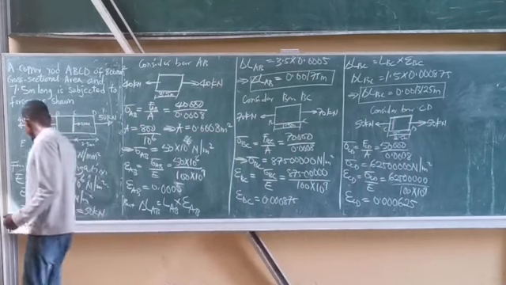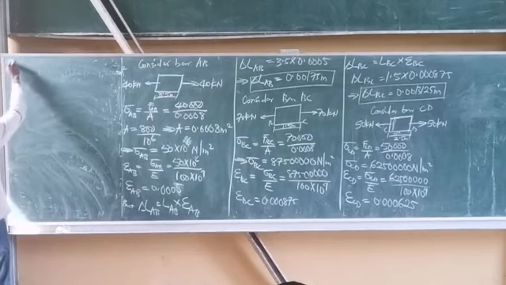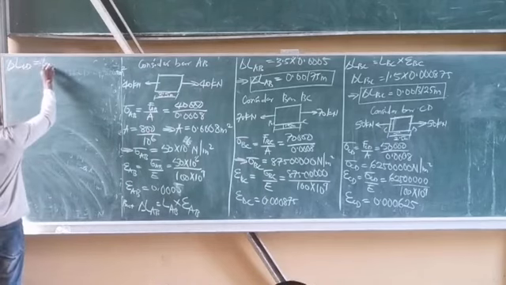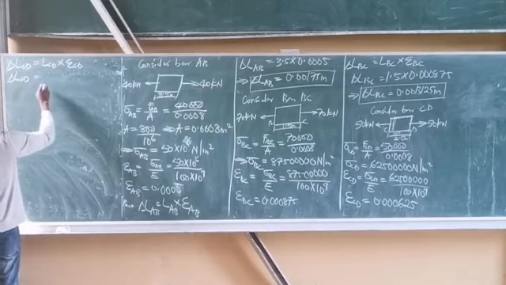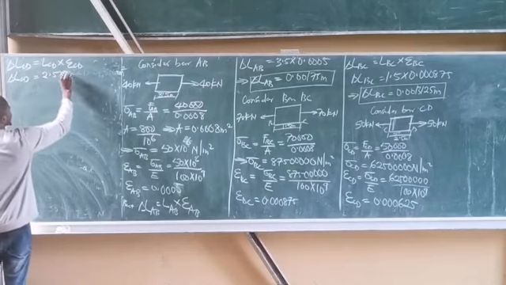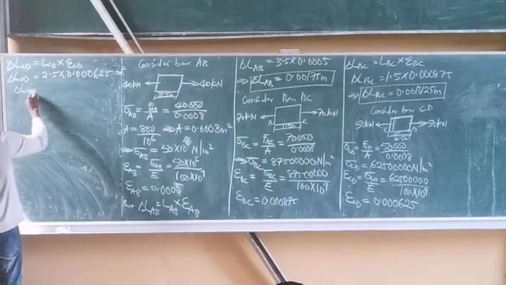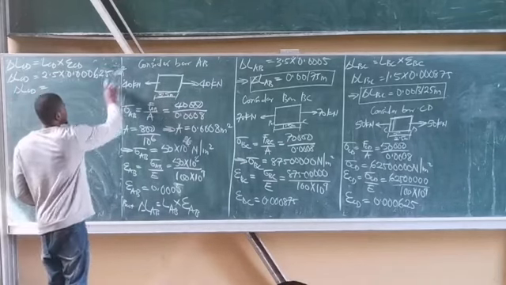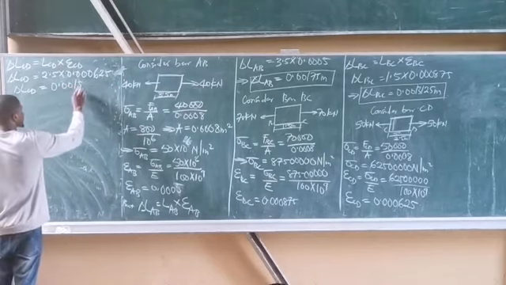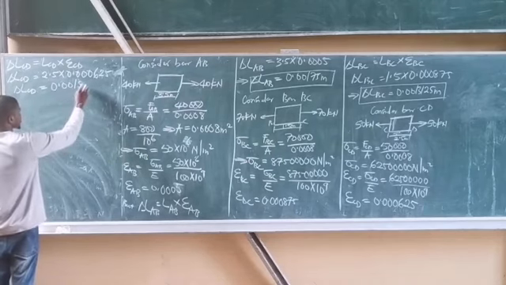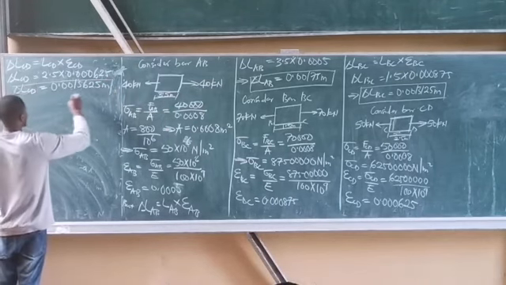So we obtain the elongation in portion CD. Elongation in portion CD, which is change in length CD, is simply original length of portion CD times strain in portion CD. The original length is 2.5 by 0.000625. So we multiply the values to get the change in length of portion CD in meters.